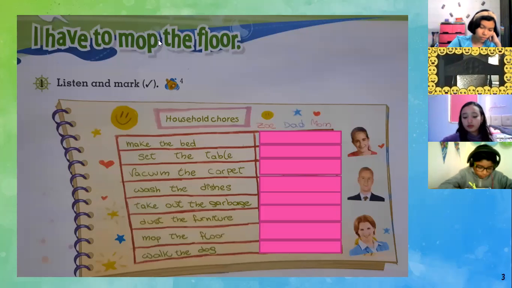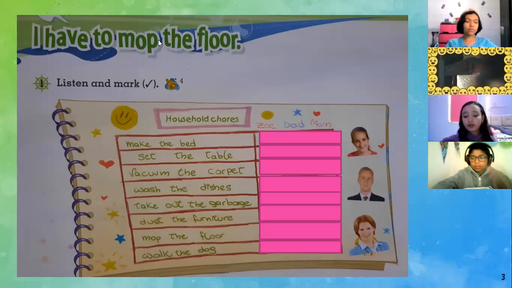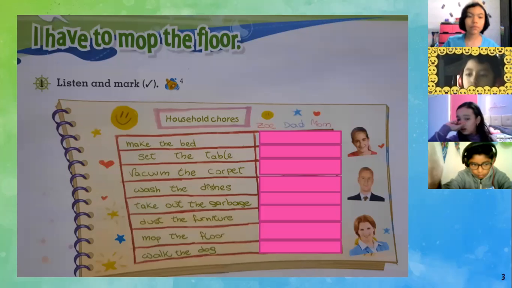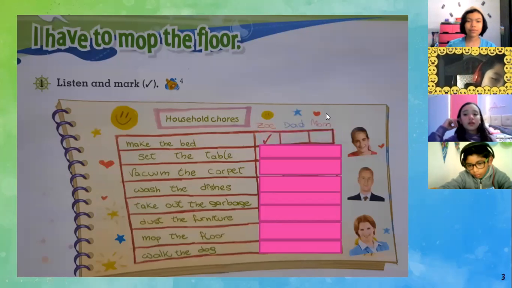Okay, did you answer it? Did you write the checks? Yes? Okay, excellent. So let's see. Now, who has to make the bed? So, dad or mom? Okay, Daniela Marie, tell me. So, dad or mom? So, okay, let's check. Thank you. Let me see. Yes, okay, you write a check. So, mom has to make the bed.